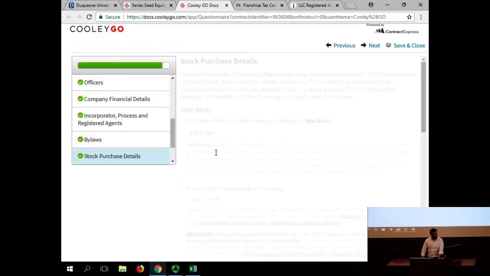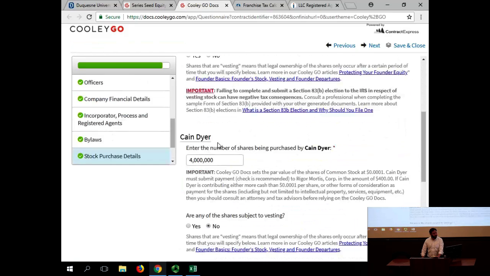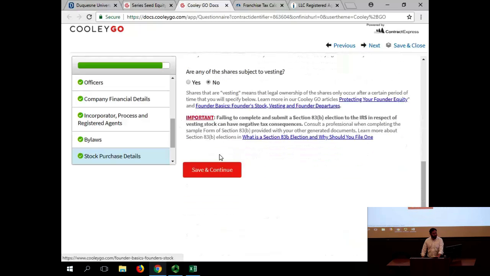All right, so going back into the purchase details, they each get 4 million shares, meaning they're not subject to vesting, which means they get to keep them no matter what. So this actually could be a problem because, if Cain kills Abel, God forbid, those shares stay with Abel, and so they get inherited. Actually, who would inherit them? He didn't actually have kids, did he?